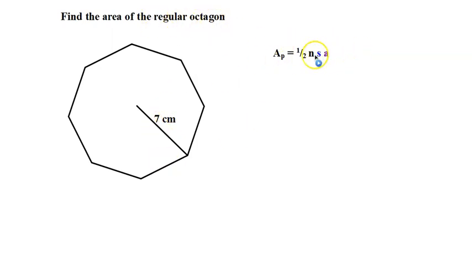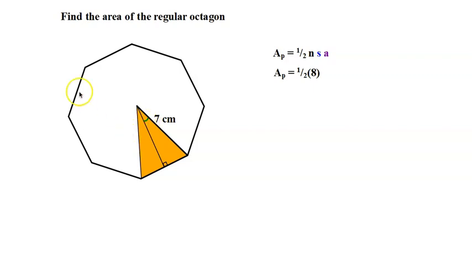Okay, so let's put in what I know. I know 1/2 times 8, because it's an octagon. First, let's find S, the length of the sides. To do this, again, we're going to draw those triangles like we had before. So there's the triangle I need. I don't have to draw all of them. I know there's going to be 8 of them because it's got 8 sides, and here's one of them. Again, I am going to do this by finding this angle.